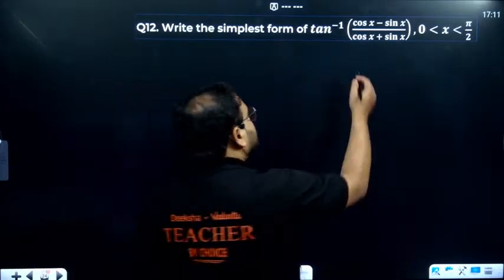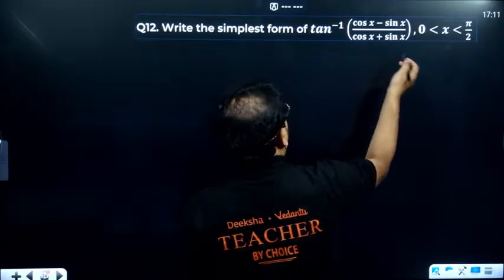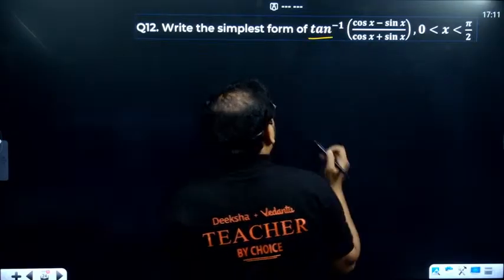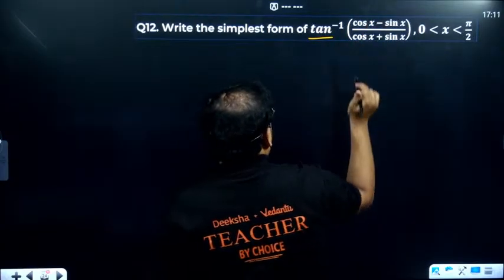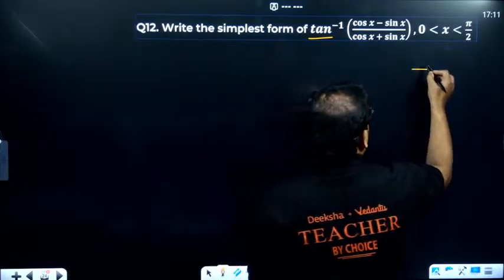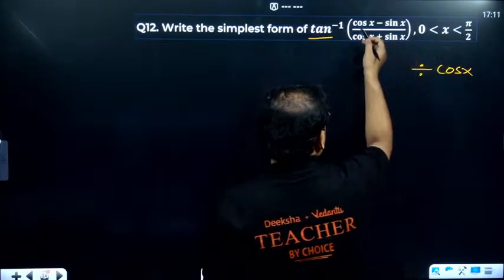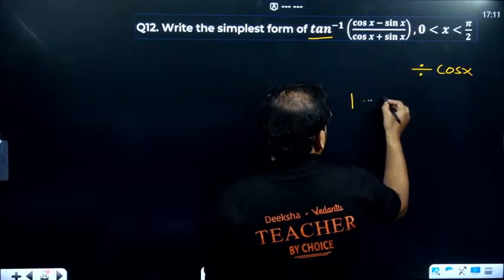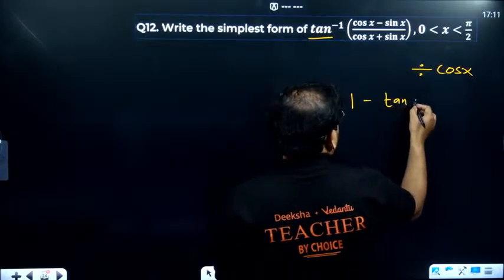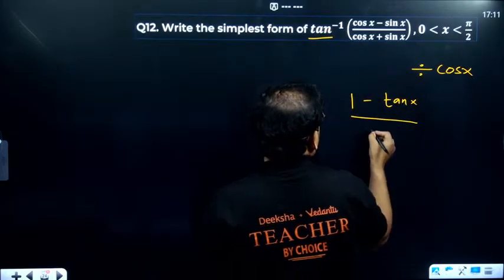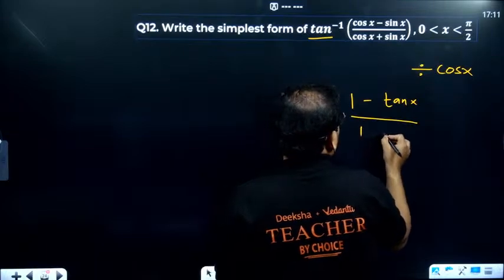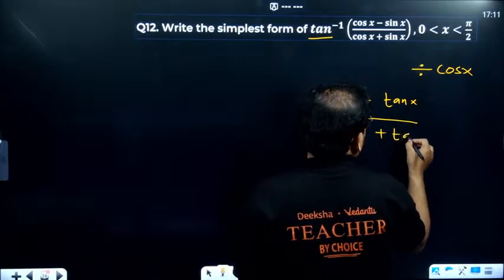Okay, so outside we have tan inverse. How do you approach this question? I need to make tan over here, and how do you do that? By dividing everything with cos. So cos by cos is 1, sin by cos is tan x, cos by cos is 1, and sin by cos is again tan x.